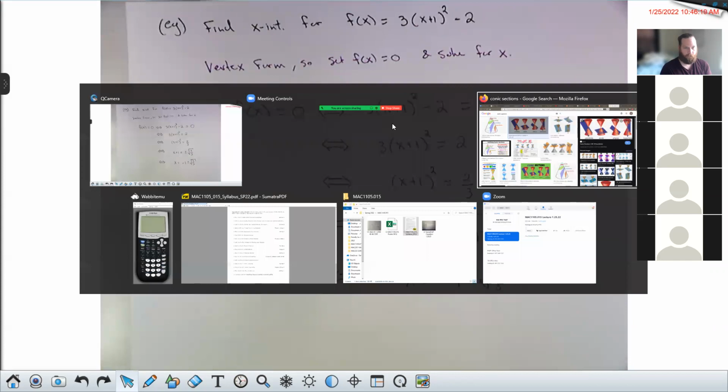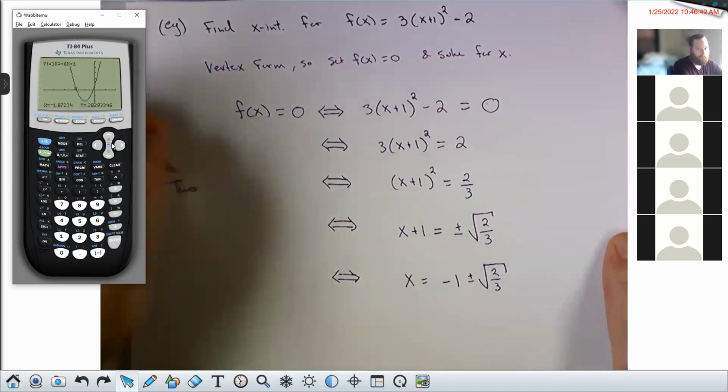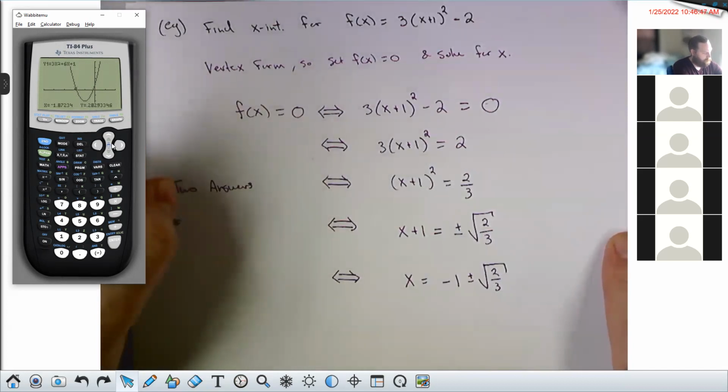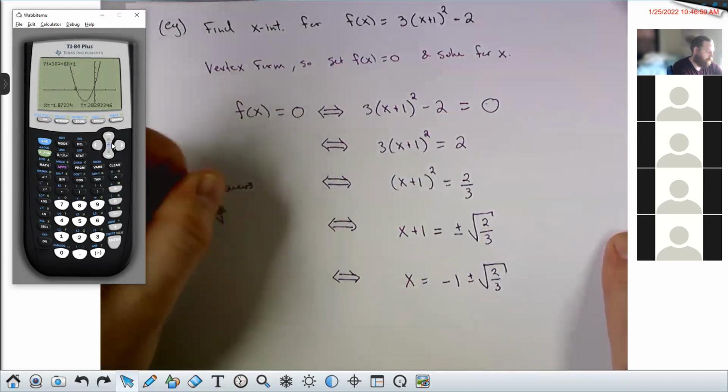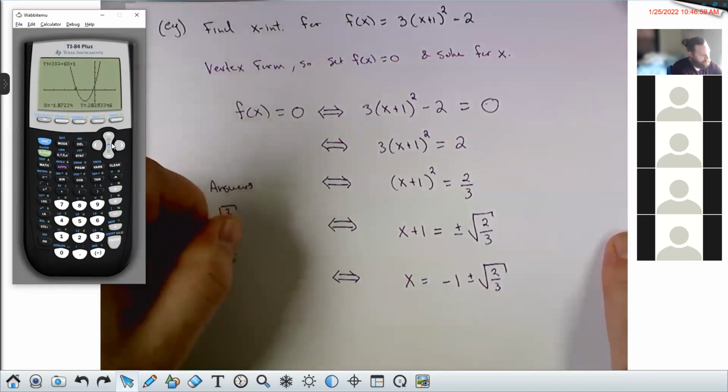If you look at the graph that we generated in here, we still have it. Yeah, these x-intercepts are indeed nasty, nasty numbers, right? They're not nice. This is not a whole number at all. It's not a rational number. It's not even a nice fraction. It is a nasty, nasty number. So we get here the two answers. x equals -1 plus the square root of 2/3 and x equals -1 minus the square root of 2/3.